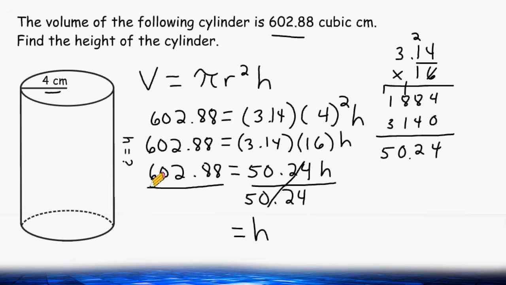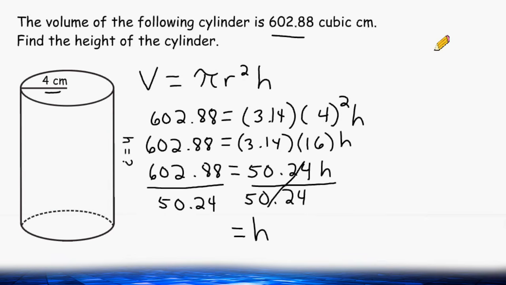So we have to divide 602.88 by 50.24. So let's go off to the side and divide 602.88 by 50.24. So first we write 602.88 and we divide that by 50.24.